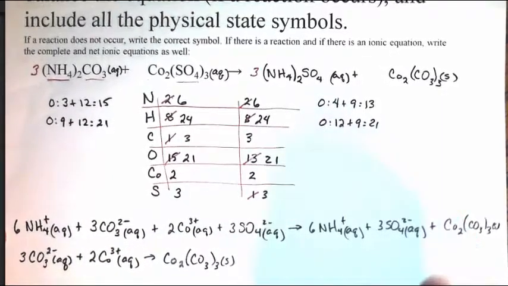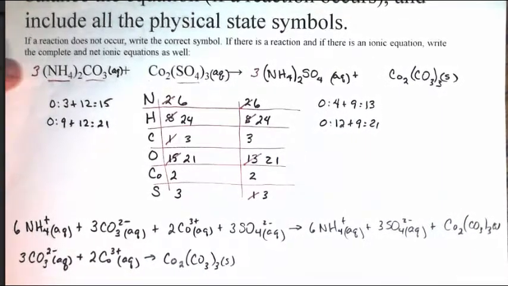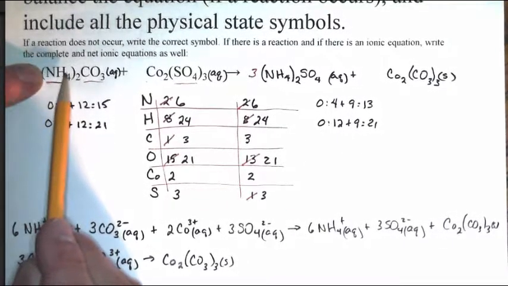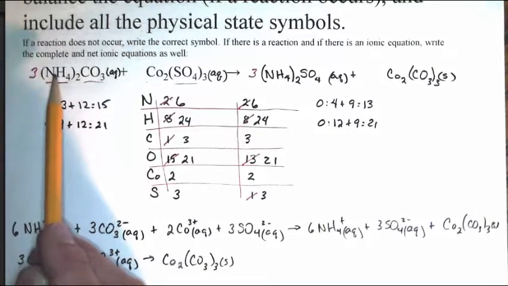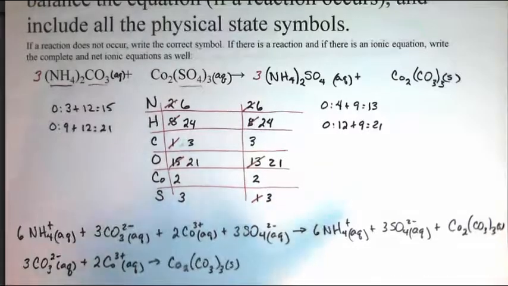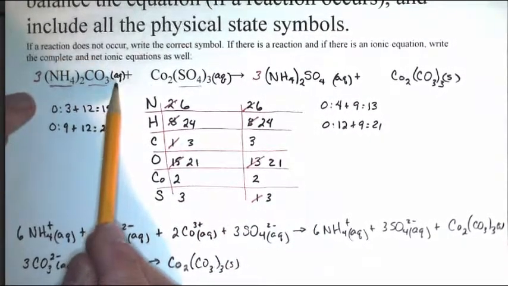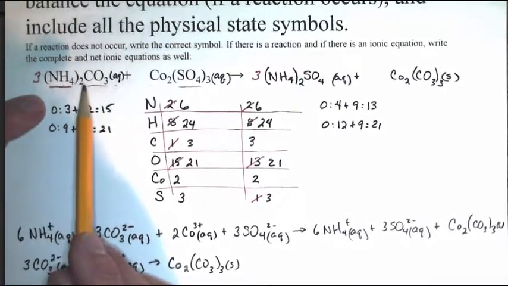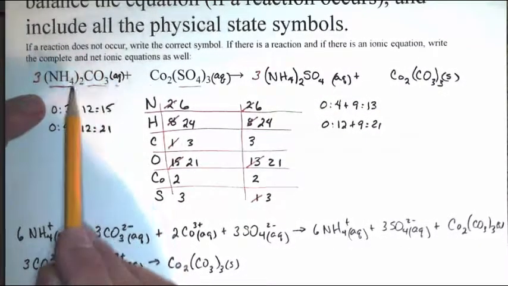So here's what I did. I looked up here and I saw that inside the parentheses I've got an NH4. If I go and look at the common ions list, I'll see that NH4 has a 1 plus charge. Okay? I know it's aqueous. This is a polyatomic ion, so this is an ionic compound. An aqueous ionic compound gets split up.